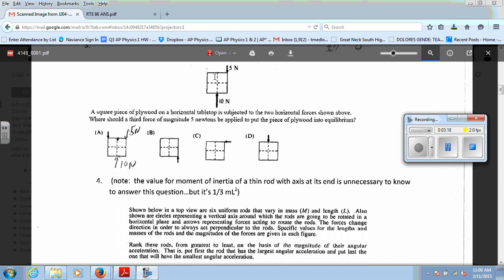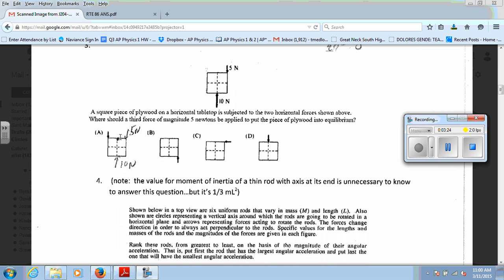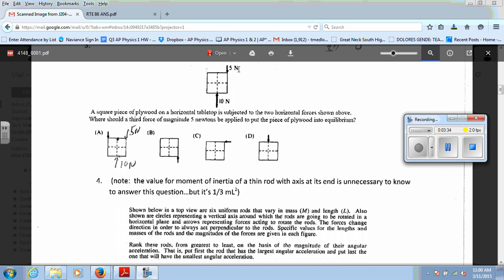Anyway, we want this to be in equilibrium, which means the net force has to be 0 and the net torque needs to be 0. So this is the only one that's satisfied. You can pick any axis of rotation. I picked this one. So if there's 10 newtons up in the y direction, there has to be 10 newtons down. So I need 5 newtons down somewhere, and to make the net torque equal to 0, to cancel out this torque, I need an equal and opposite torque applied over here. So that'll give me 5 newtons at the same lever arm in an opposite direction torque. So that gives me 0 net force and 0 net torque.